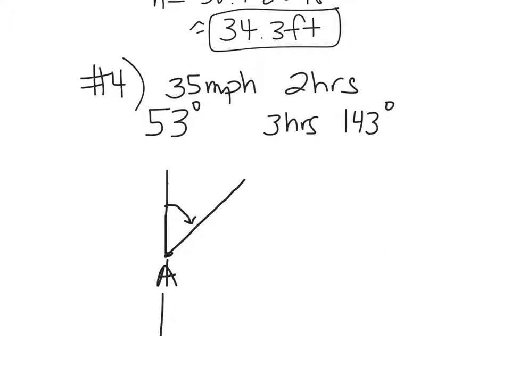Then he switches and he goes at 143 degrees from the north. So 143 degrees is about to here maybe. He switches direction and he goes on this route for 3 hours. Okay? Maybe going down more. Does it matter? 143, yeah, maybe a little bit more down.